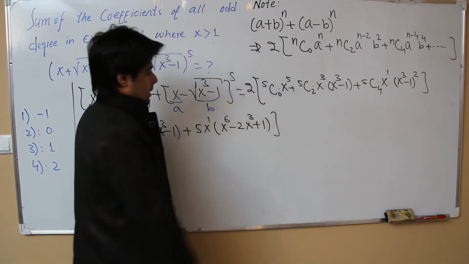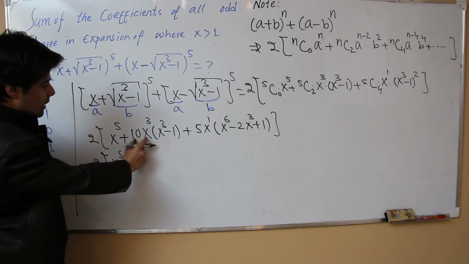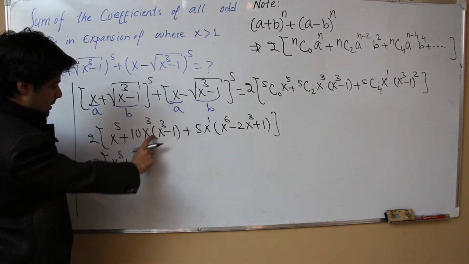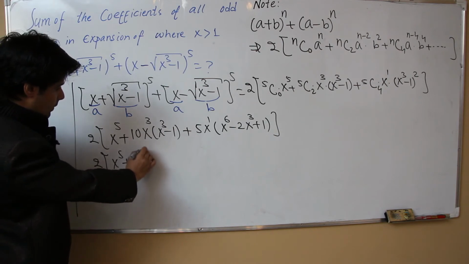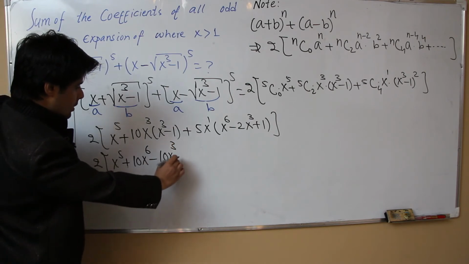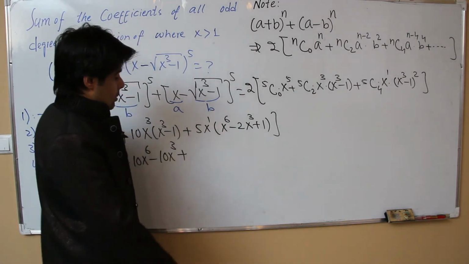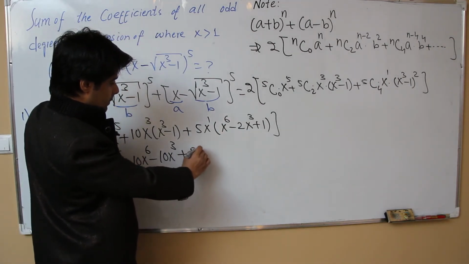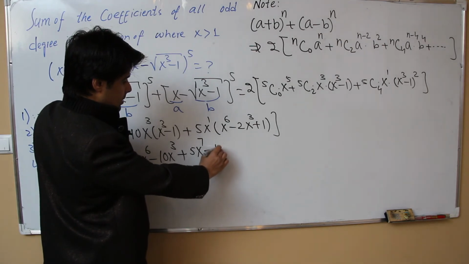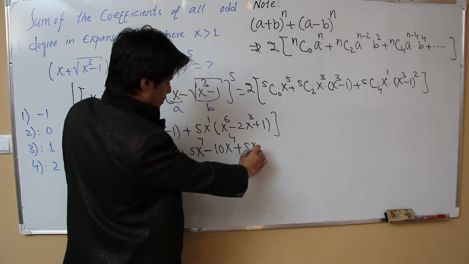Am I right? Yes. Now, 2, we have x to the power 5 plus, we can multiply this one with this bracket. Plus with plus, it's plus 10 x to the power 6, plus with negative, we have negative 10 x to the power 3, plus, and you can multiply this one with all this bracket. So we have plus 5x to the power 7, plus with negative, it's negative 5 with 2, it's 10 x to the power 4, and plus 5x to the power 1.